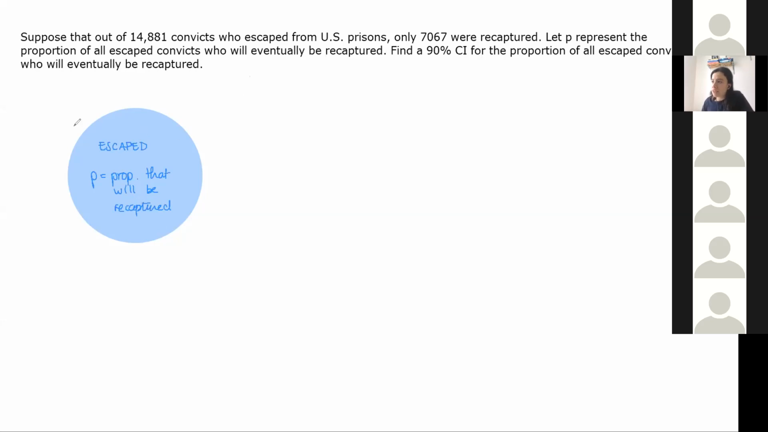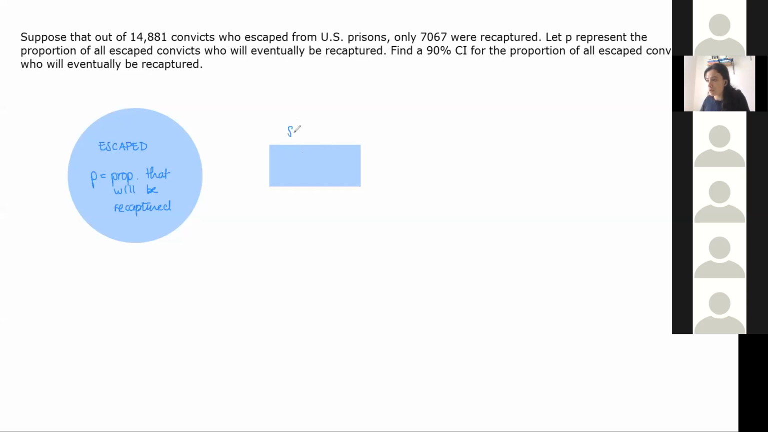Now, we can't really gather information from all of the people that escaped, but we can gather from all the people that will escape at any given time, but we can have information about the people that have already escaped and determine how many have been recaptured. Right? So that means this is our sample, and we can determine the proportion that were recaptured.